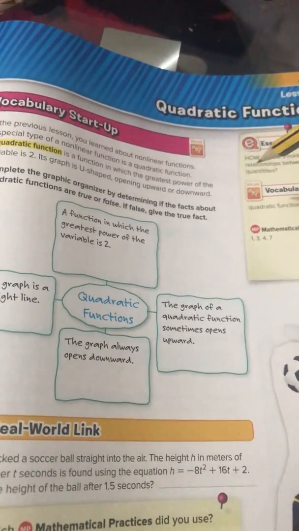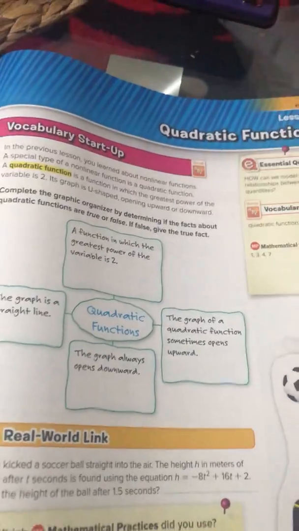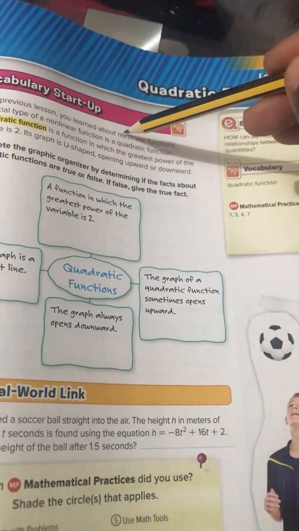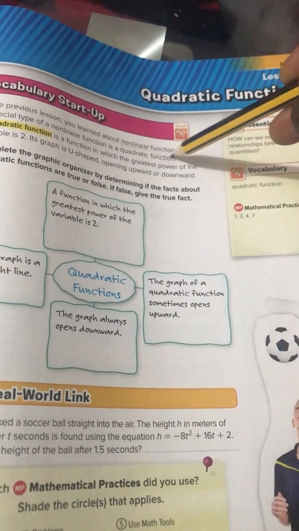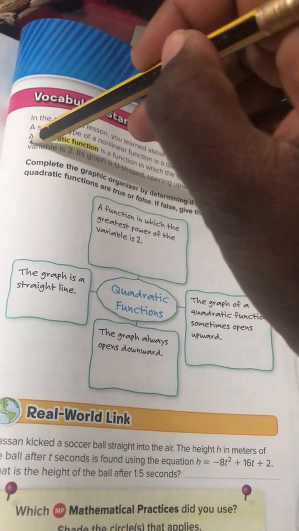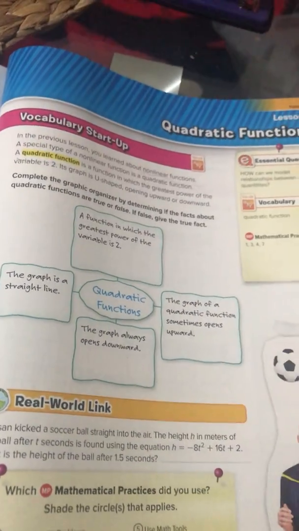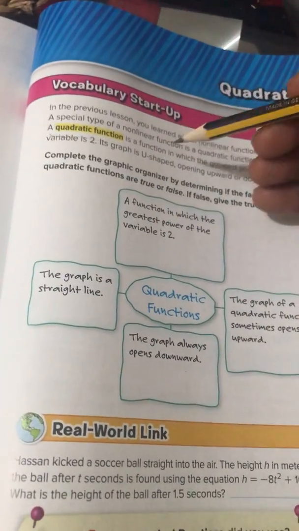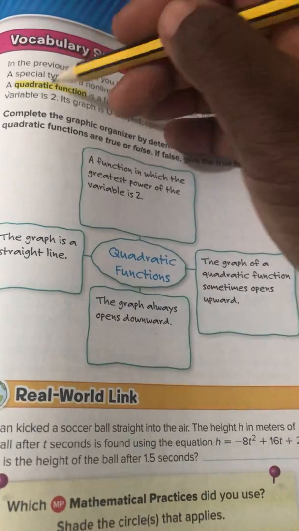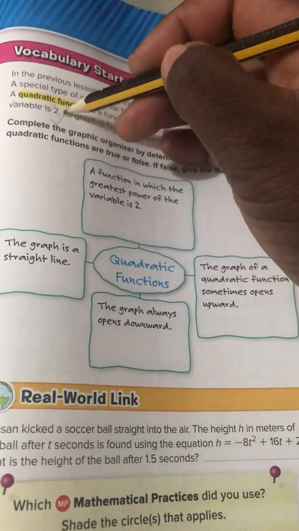There are many functions that are not linear, but they are functions. Because they are not linear, we call them nonlinear functions. And one such nonlinear function is called a quadratic function. A quadratic function is a function in which the greatest power of the variable is 2.